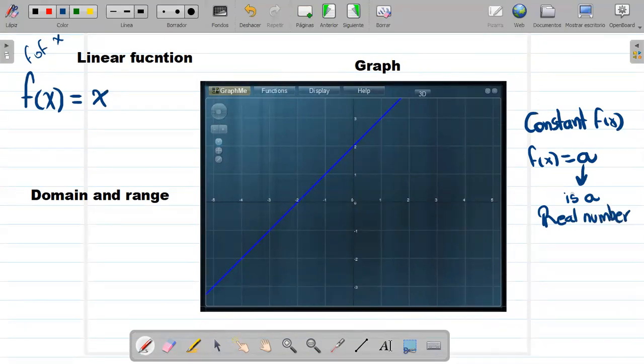Yeah, don't think that A is A. No, A is a real number, and it's so important. Okay, so this constant function will be part of this. Let's conclude about the linear function.